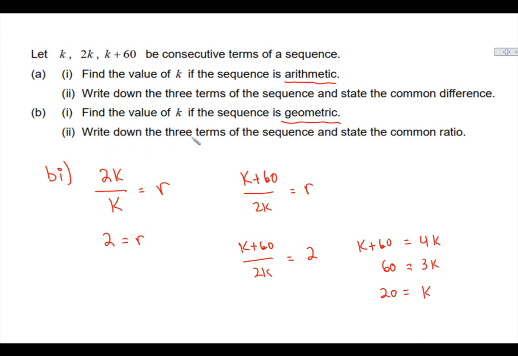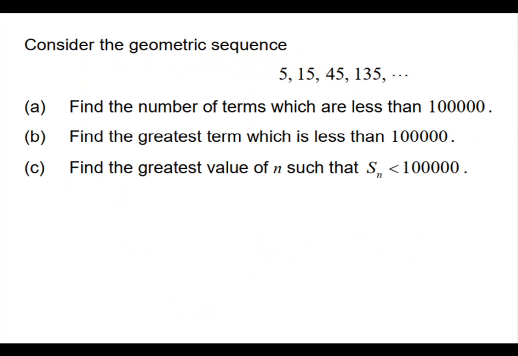It says write down the three terms of the sequence. So B2, k is 20, so we have 20. 2 times 20 is 40, and then 60 plus 20 is 80. And then also the common ratio r is going to be 2.